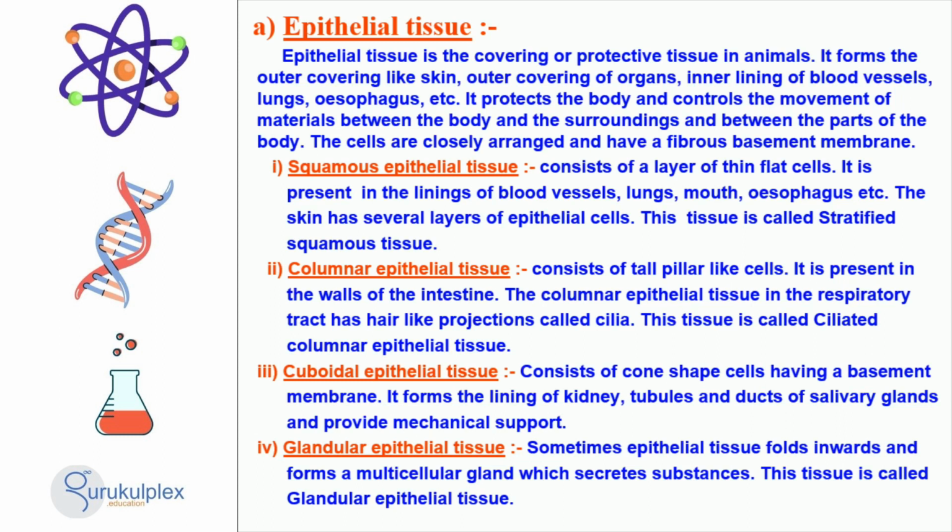Cuboidal epithelial tissue consists of cube-shaped cells with a basement membrane, and it lines the kidney tubules and ducts of salivary glands. Glandular epithelial tissue is a combination of epithelial tissue that folds inwards and forms a multicellular gland. These cells secrete substances and play an important role in the body's metabolism.